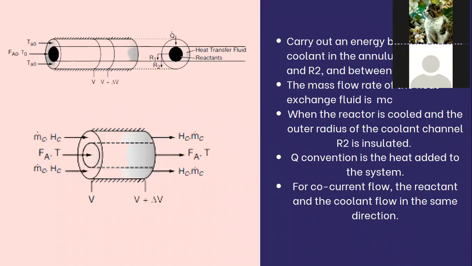So later, Aina will explain how to carry out an energy balance on the coolant in the analysis between R1 and R2 and between volume V and volume V plus delta V, as shown in the figure. The mass flow of the heat exchange fluid is m_c. In this energy balance, we consider the case when the reactor is cooled and the outer radius of the coolant channel, R2, is insulated. And remember that convection is the heat added to the system. So next, I will pass to Aina.